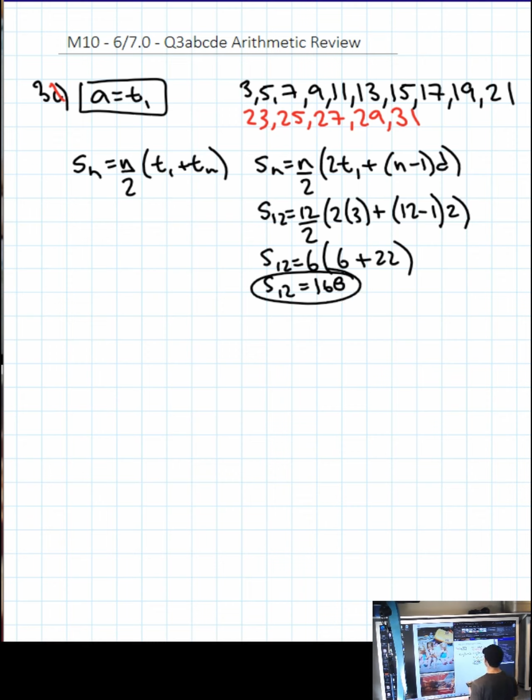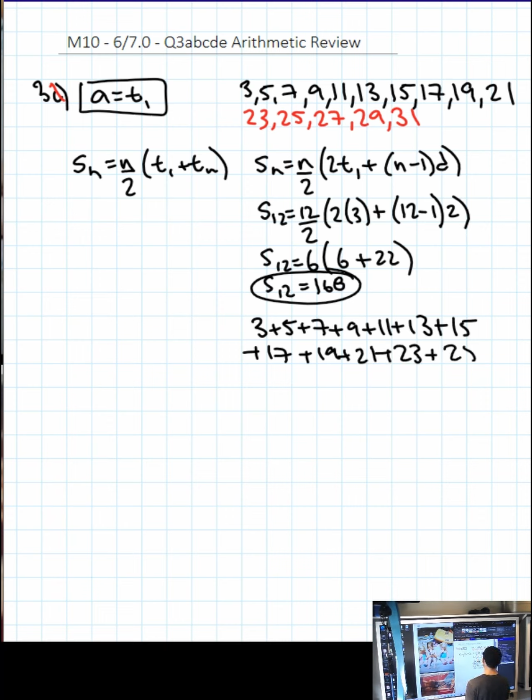Now we could just add up the first 12 terms. 3 plus 5 plus 7 plus 9 plus 11 plus 13 plus 15 plus 17 plus 19 plus 21 plus 23 plus 25. 1, 2, 3, 4, 5, 6, 7, 8, 9, 10, 11, 12. Add up all those terms and you better get 168. It has to all logically make sense.